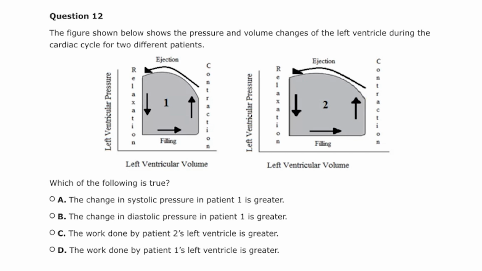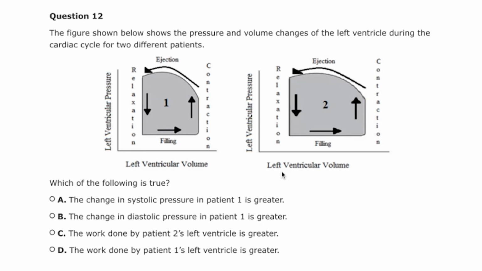So I'm going to go with C and D. C, the work done by patient 2's left ventricle is greater. So the work done, how much work is done? How much blood is being pumped out? Theoretically, if I have a longer filling cycle, my volume increases, I'm doing more work. Patient 2 is that, and I'm going to go with that without even looking at D. Exactly right. Woohoo! The doctor still got it.